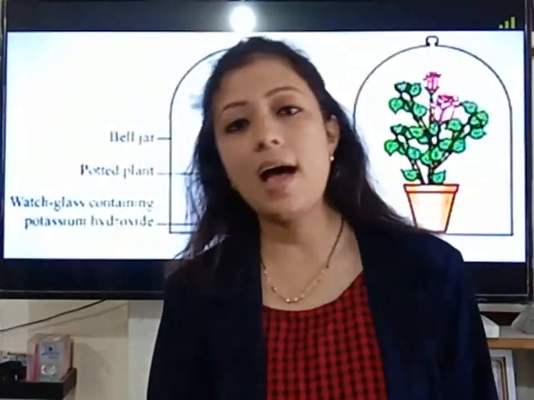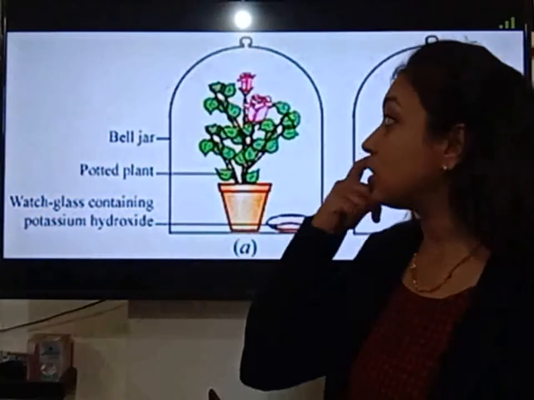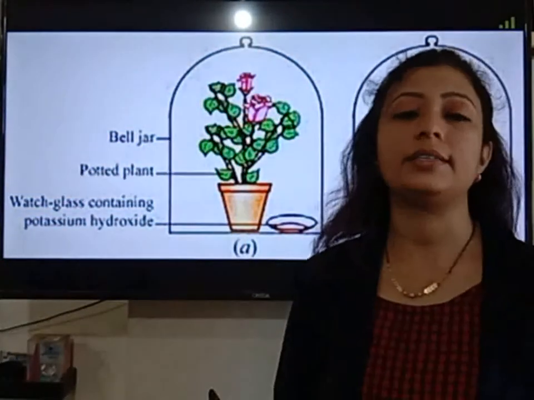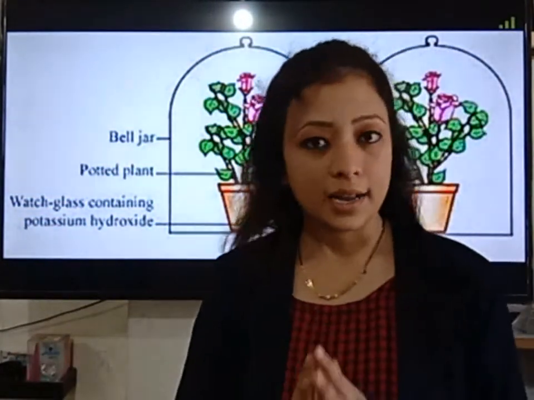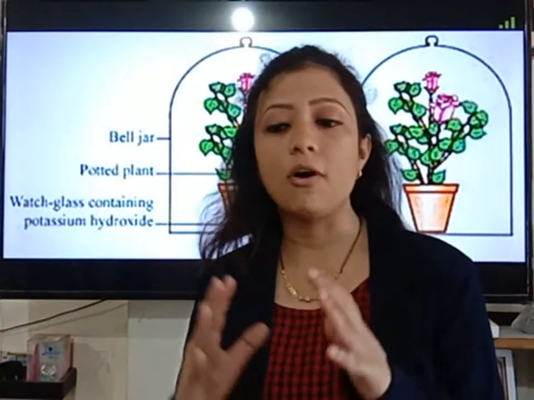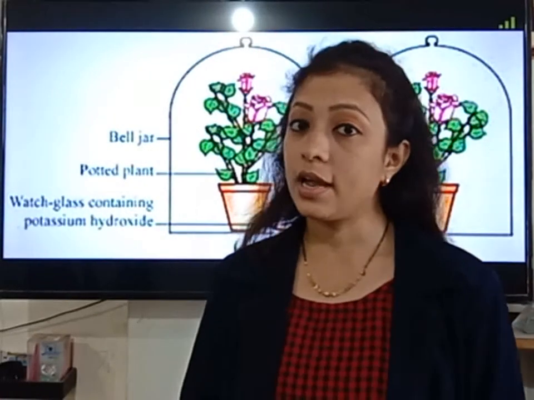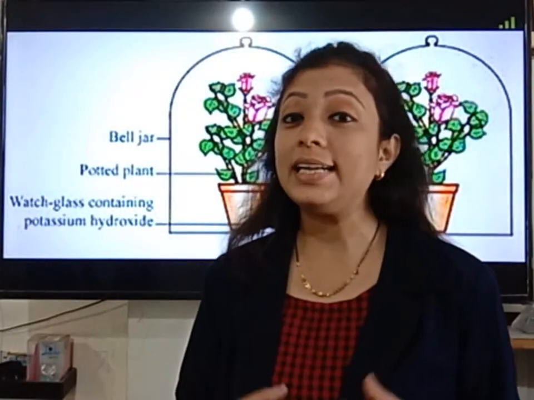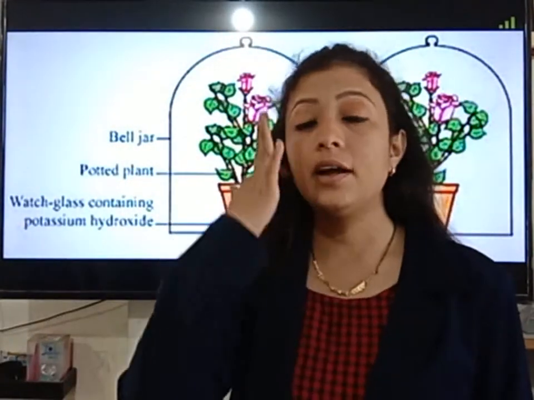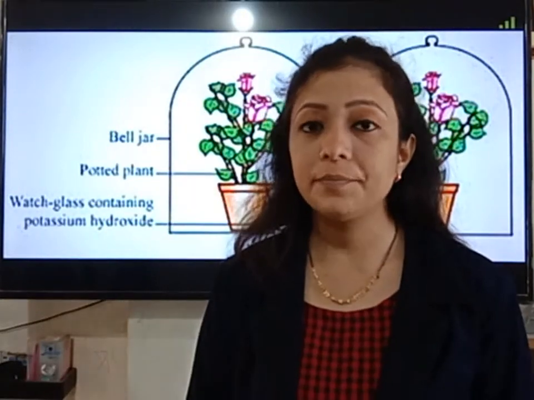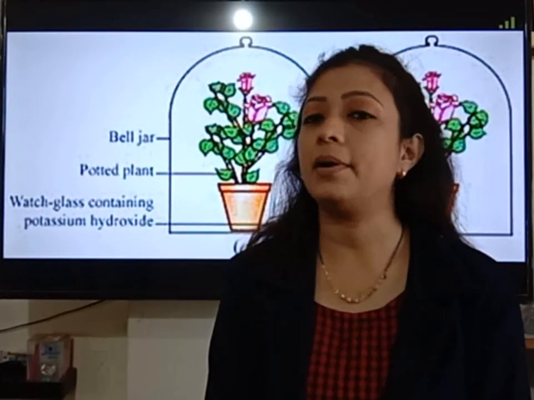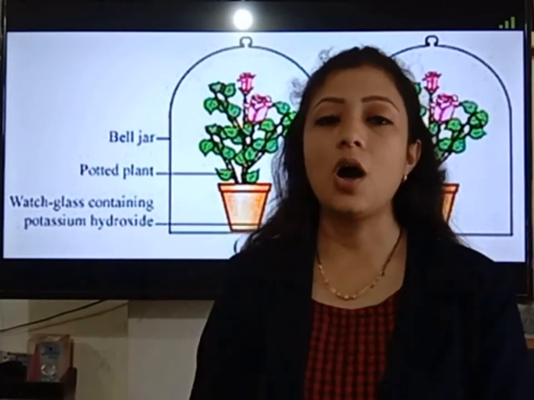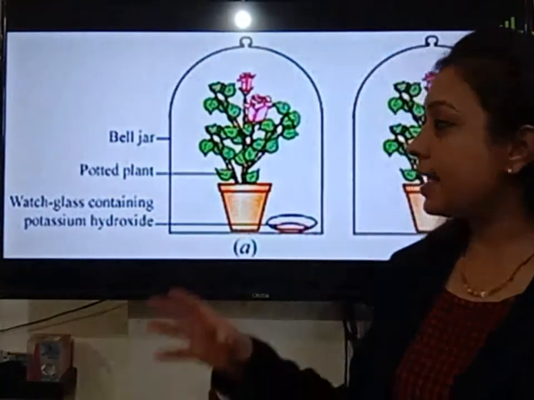And children, now you have the third experiment, and this third experiment is to prove that carbon dioxide is necessary for photosynthesis. Now how can one prove it? For this, children, we have to create a carbon dioxide deficient environment. A carbon dioxide deficient environment means an environment which does not have carbon dioxide in it. And children, how can one create it? So here is the experiment.